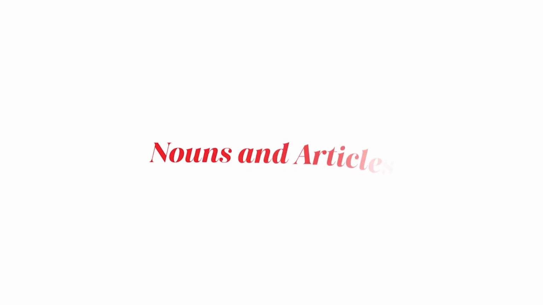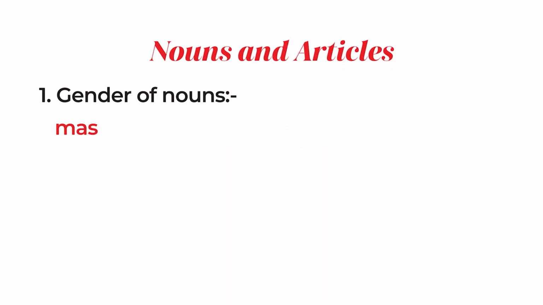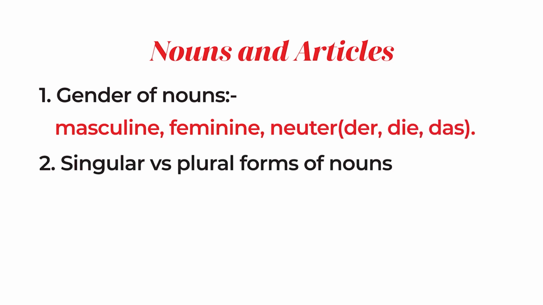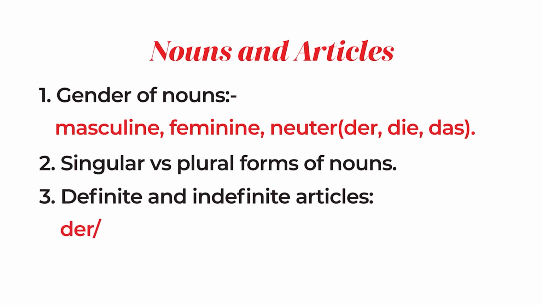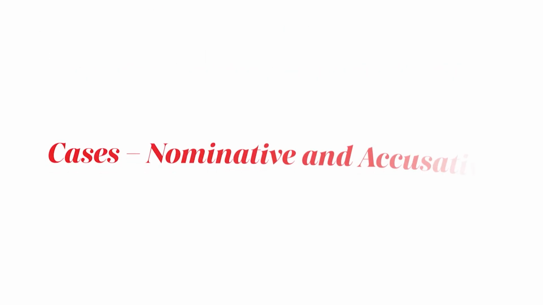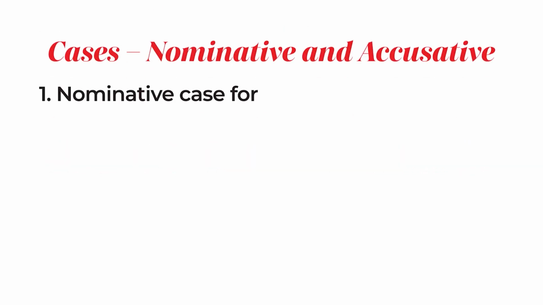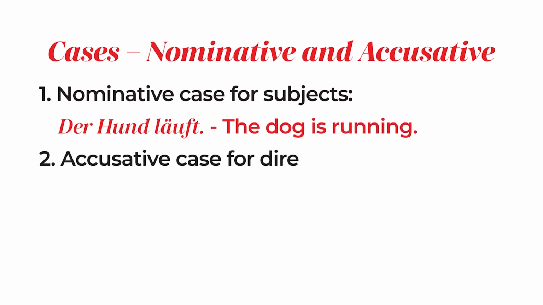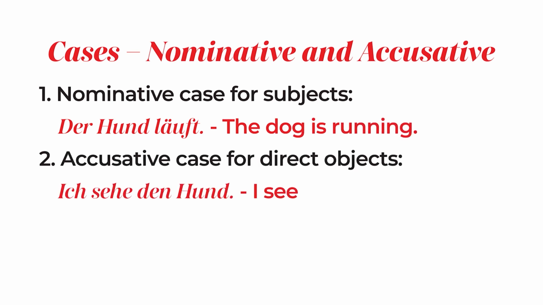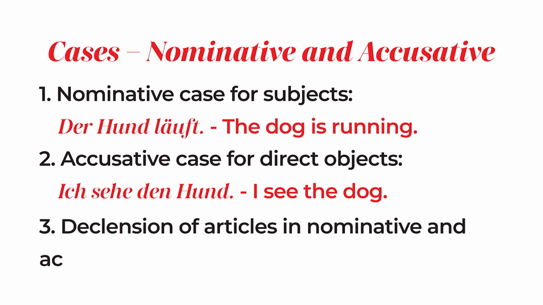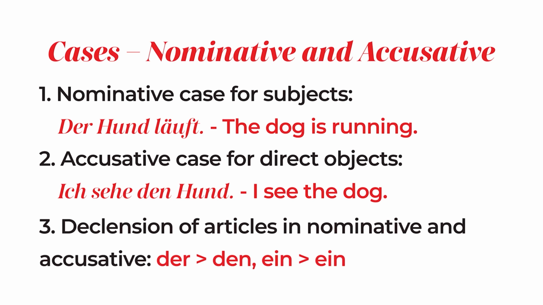Nouns and articles. Genders of nouns, masculine, feminine, and neuter, der, die, and das. Singular versus plural nouns. Definite and indefinite articles, der, die, and das versus ein, eine, and ein. Negation with kein and its declensions. Cases. Nominative and accusative. Nominative case for subjects, der Hund läuft, the dog is running. Accusative case for direct objects, ich sehe den Hund, I see the dog. Declension of articles in the nominative and accusative cases, der changing to den and ein changing to einen for the masculine forms.